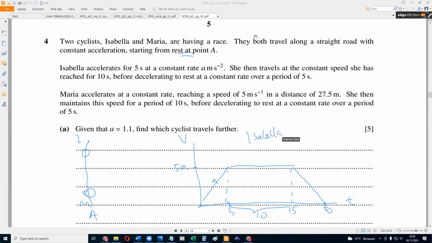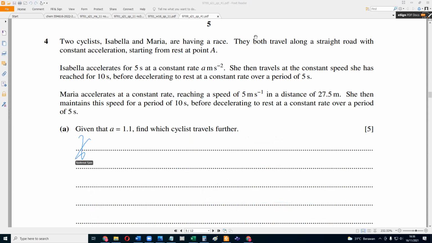Isabella starts at 0, accelerates for 5 seconds, stays the same for 10 seconds, and then decelerates again for 5 seconds. Up until this, any question? No? Okay, now what happened to Maria?